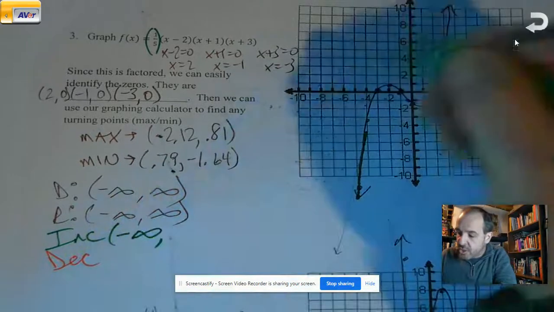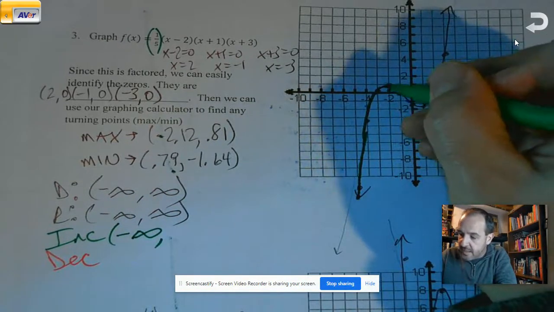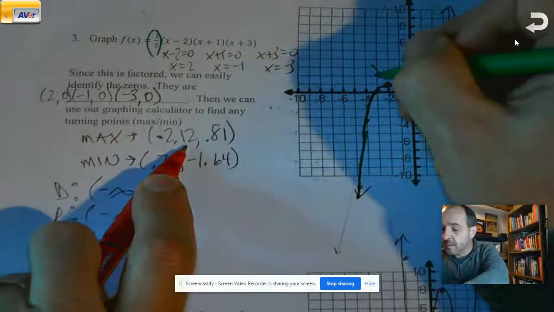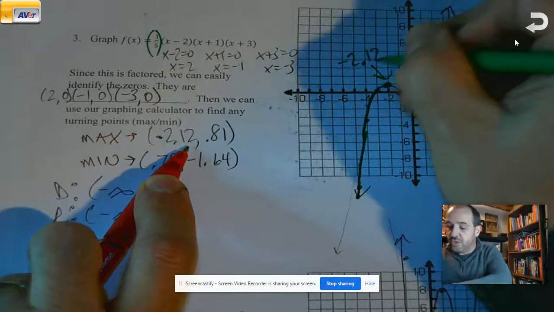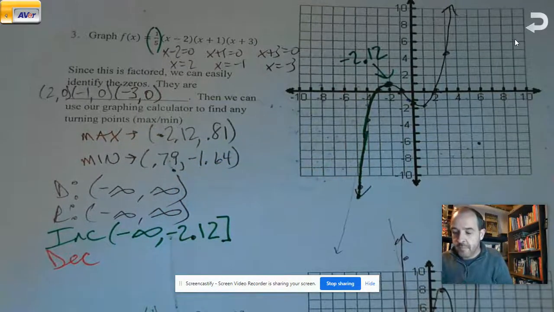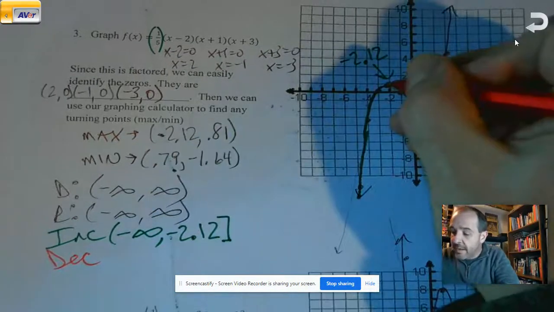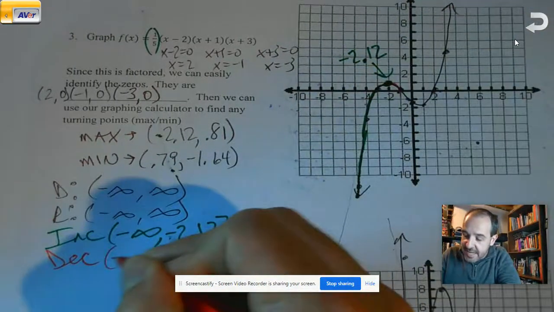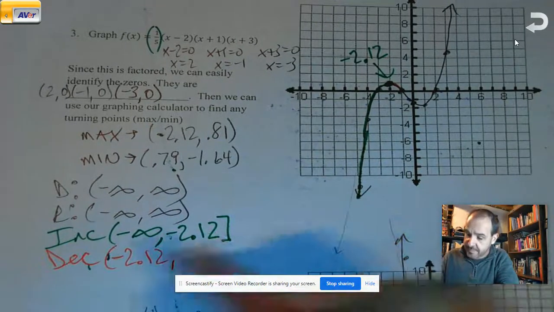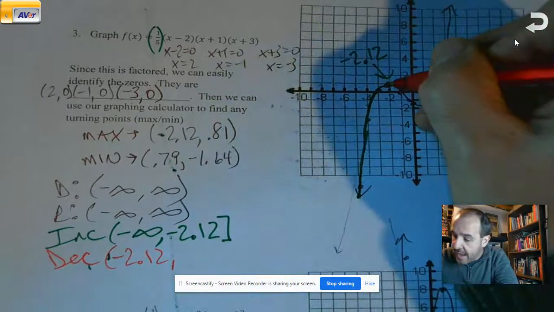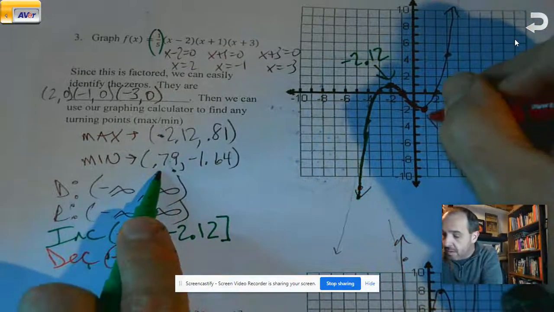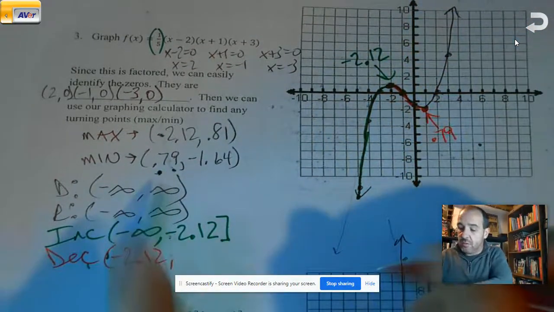So from negative infinity, I'm increasing until I get to this maximum right here. And remember, x values only. Negative 2.12. That's where I stop increasing. It's also at that point that I start decreasing. And we talked before about how these can be interchanged, but I start decreasing at that value. And when do I decrease until? Until I get to this minimum. Again, I only care about the x value.